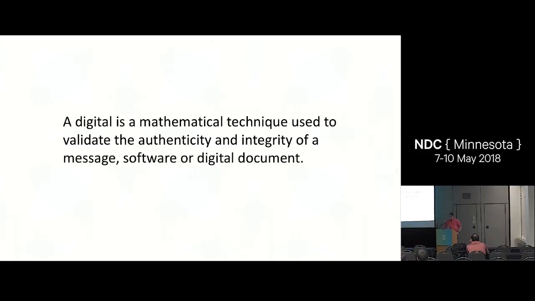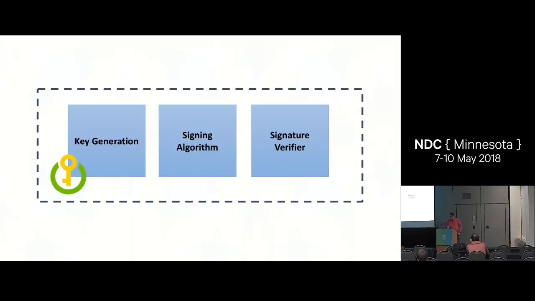So a digital signature is a mathematical technique used to validate the authenticity and integrity of a message, software, or digital document. Does anyone use services like DocuSign to sign contracts? But effectively what that's doing is it's generating digital signatures of that document. And there's 3 things you need to do that. You need to be able to do key generation. We've already got that, because we've seen that already with the Key Vault. You need a signing algorithm, and you need a signature verifier algorithm.